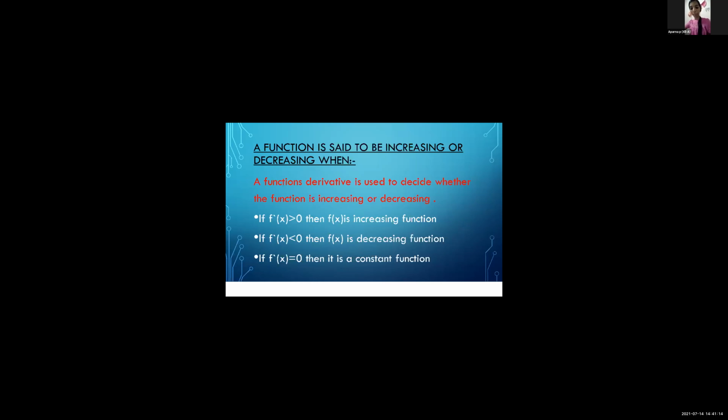So I'll repeat it once again. When f dash of x is greater than 0, it is an increasing function. If f dash of x is less than 0, it is a decreasing function, that is, f of x is a decreasing function. Then if f dash of x is 0, then it is a constant function. Now let's see the graph of increasing and decreasing function.